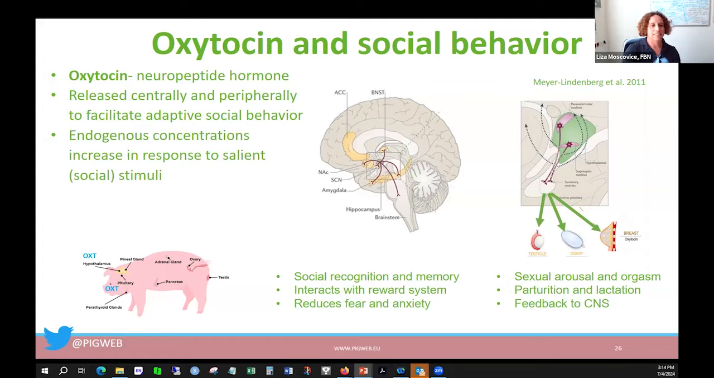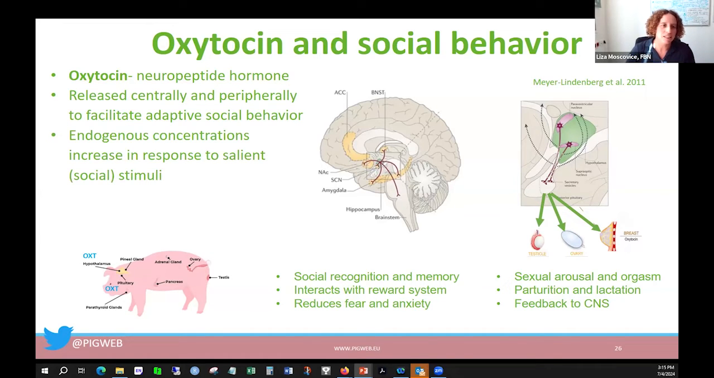What's complicated is that central and peripheral release of oxytocin can be coordinated, they can be correlated, but they're not always correlated. And this makes it complicated to know, when we're measuring oxytocin peripherally, is it actually reflecting what's happening in the brain, or is it something very different? That's important to keep in mind.